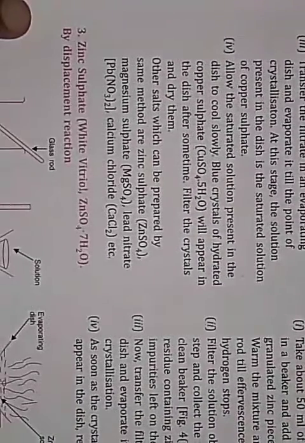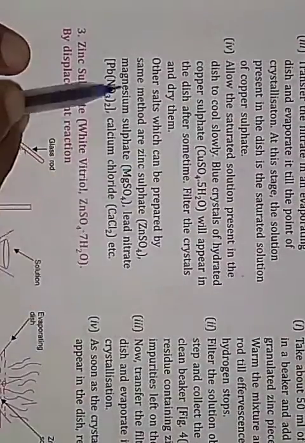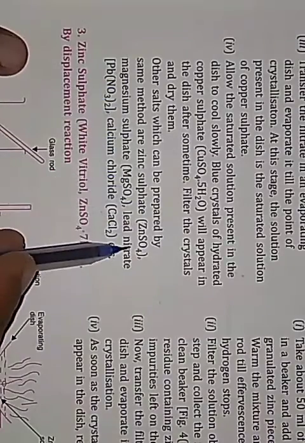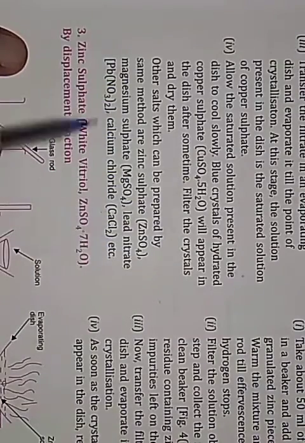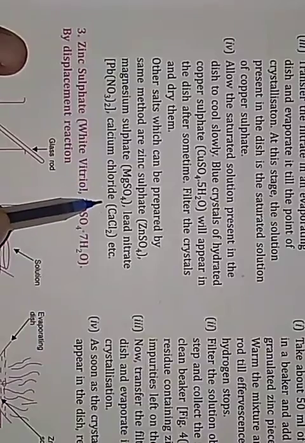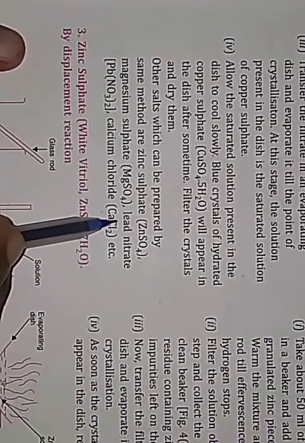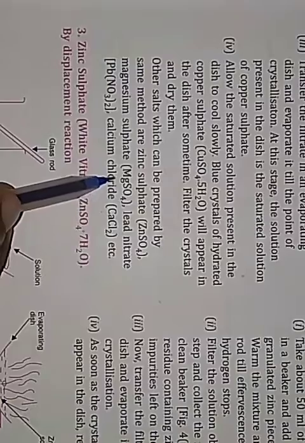Other salts which can also be prepared by this method are zinc sulfate, magnesium sulfate, lead nitrate and calcium chloride etc., which can also be prepared through this process.